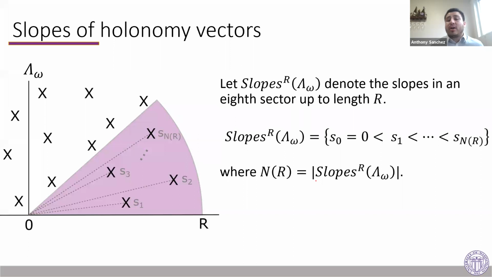And actually, N of R, the number of saddle connections that we're seeing in this set, is a very interesting question, right? This was studied by Eskin and Masur, and they showed that N of R has quadratic asymptotics. So we expect to see about R squared many points in there. Yeah. So again, by the previous slides, the slopes are behaving kind of randomly.